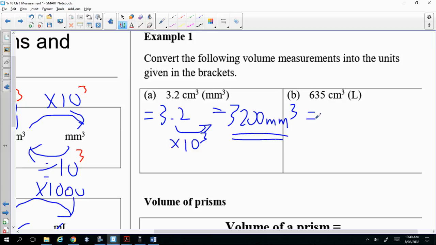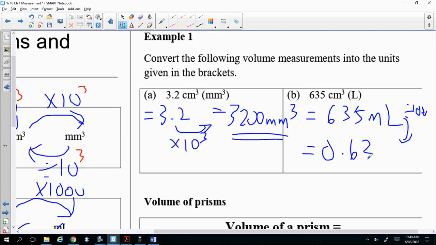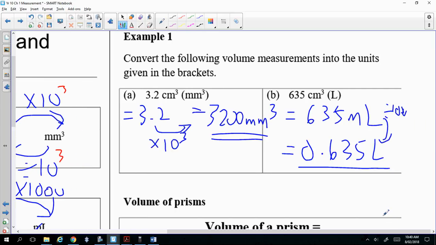Now how about cubic centimeters to liters? You first have to change that to milliliters, which is the same number. And from milliliters to liters, you divide by 1,000, which becomes 0.635 liters. All right, any questions? So it's pretty straightforward.